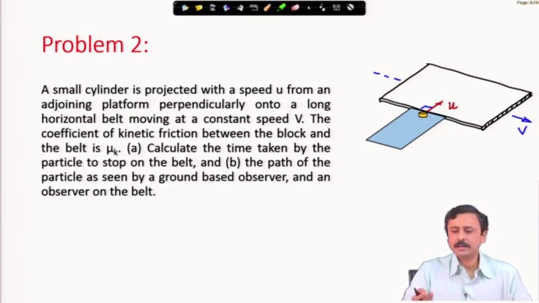For example, if this cylinder were freshly painted, then it would leave a trail on the belt. We would like to find out what the paint mark is, how does it look on the belt.